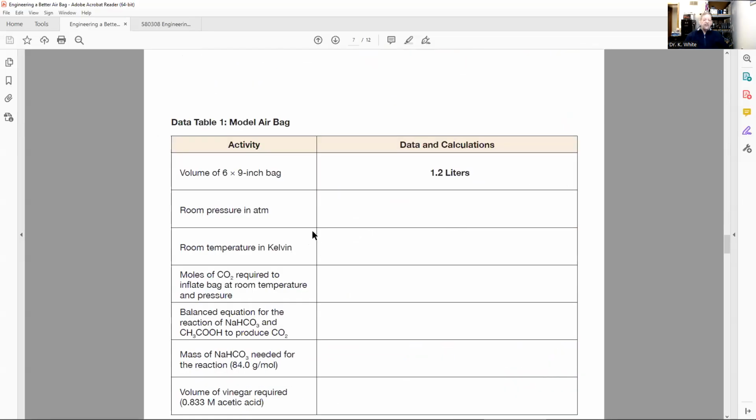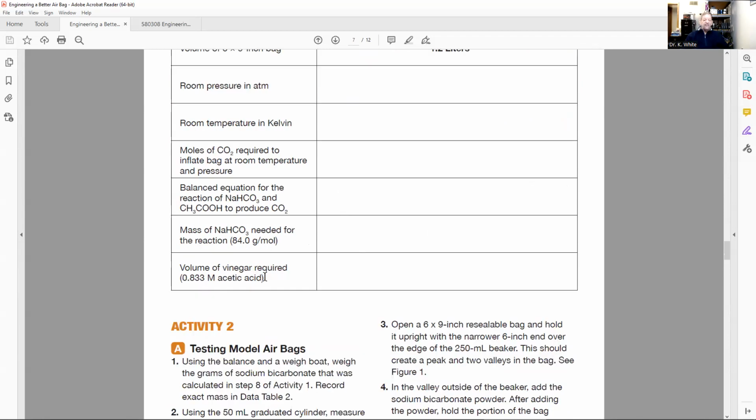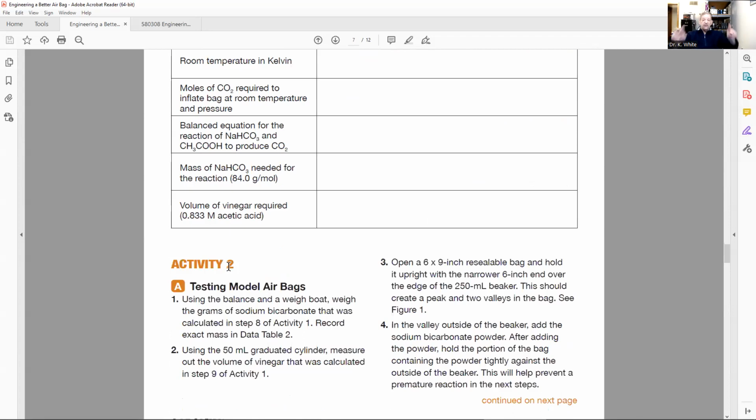So once you've done the calculations for activity 1, you'll fill in the room pressure, the atmosphere's temperature, and the moles in. You can write the balanced chemical equation. I gave it to you in my help sheet. And the mass of the sodium bicarbonate, I just showed you how to do that, and the volume of the vinegar.